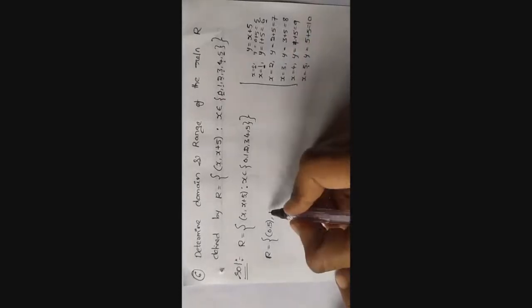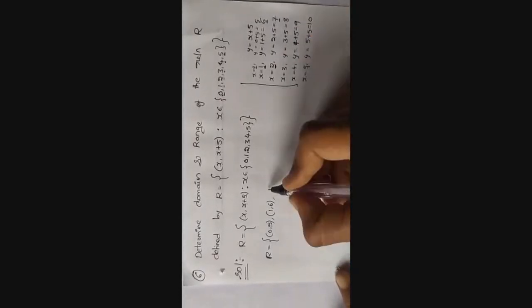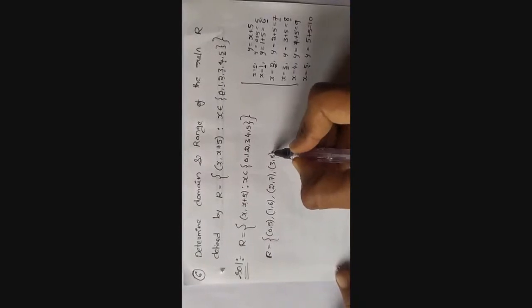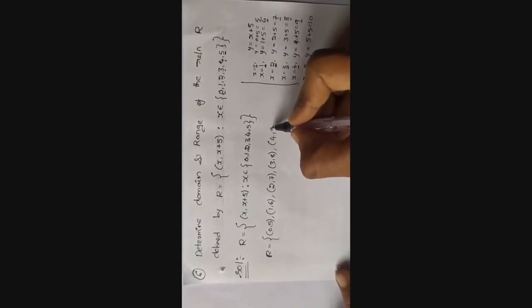Now, 0, 5. Next, 1, 6. Next, 2, 7. Next, 3, 8. Next, 4, 9. Next, 5, 10. Hence, it is a relation, right? Hence, it is a relation.